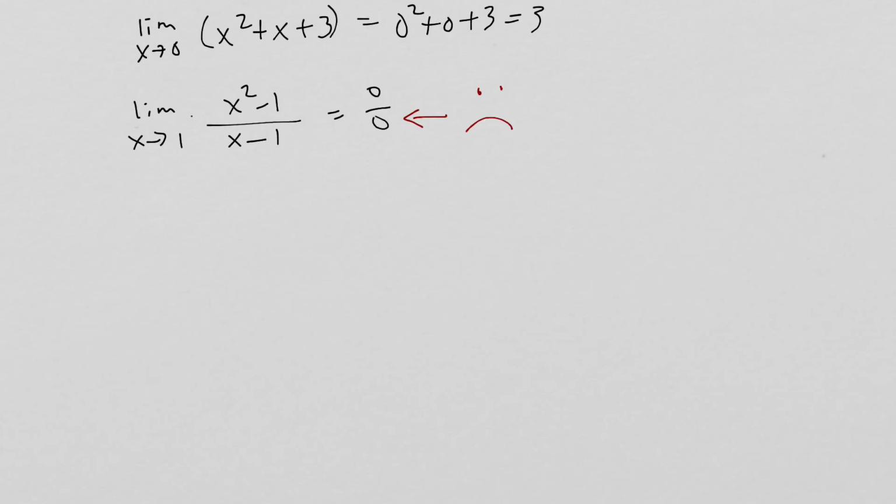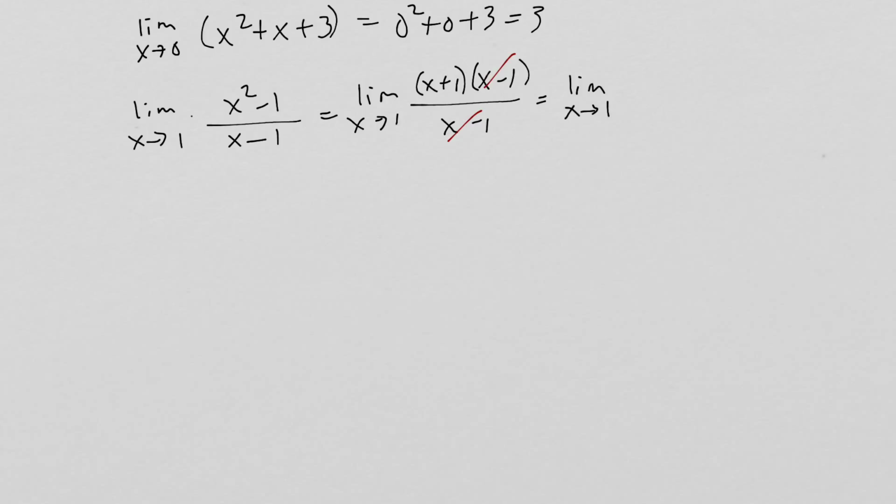So what we're going to do here, our first thing we're going to think about doing is factoring top and bottom, and then canceling out what's common and trying it again. So this will be the limit as x goes to 1. The bottom is factored. The top can be factored to x plus 1, x minus 1. Now these factors will cancel out, leaving just the x plus 1. And you try it again, and if it works, you're done.